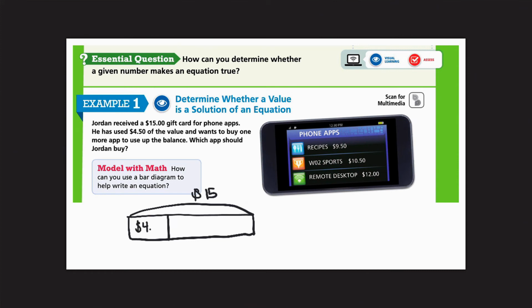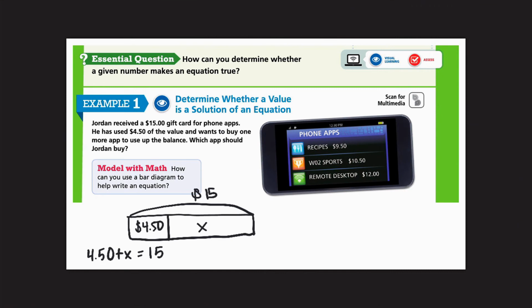$4.50, and we need to figure out how much he has left. So that's how we would show it with a tape diagram. So I know that if I add 4.50 plus x, I will end up with $15. So we'll do 4.50 plus x equals 15.